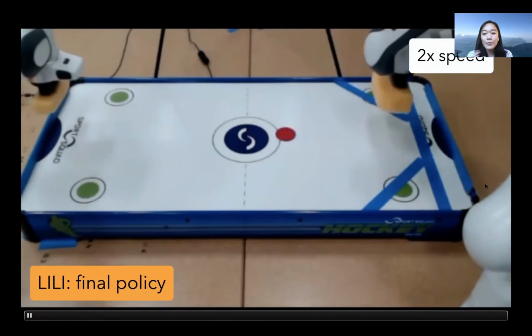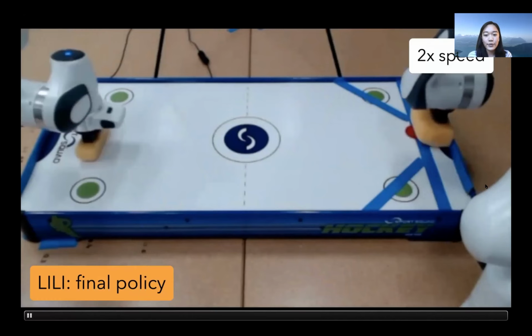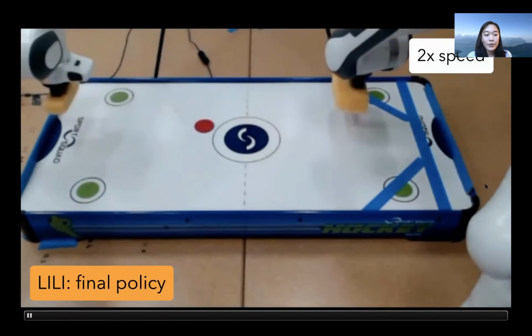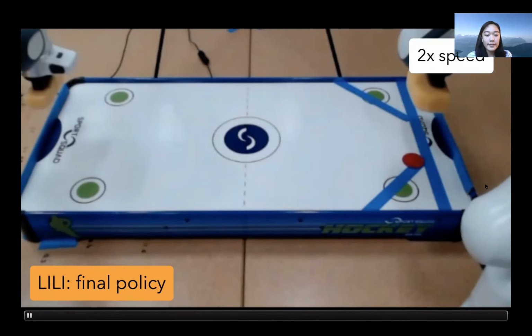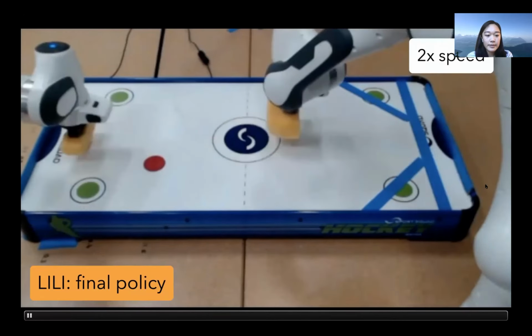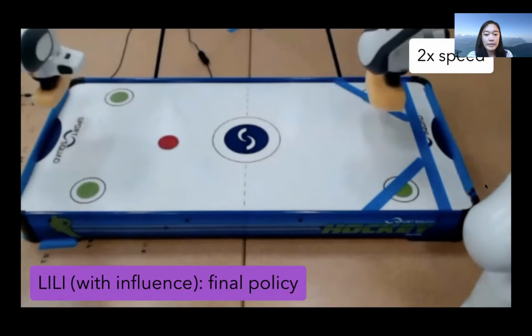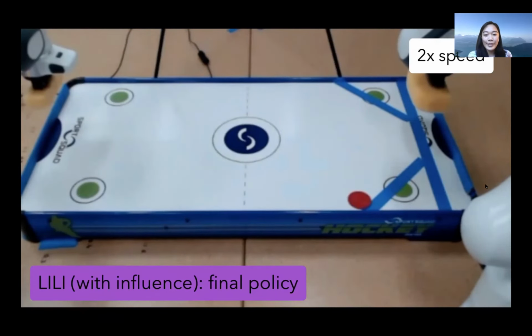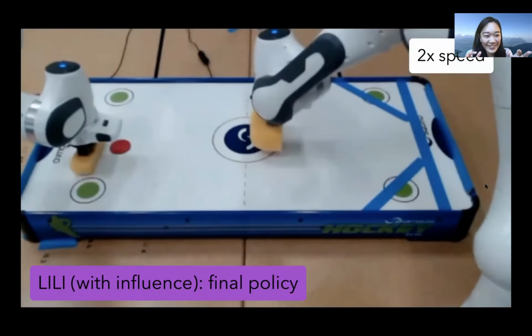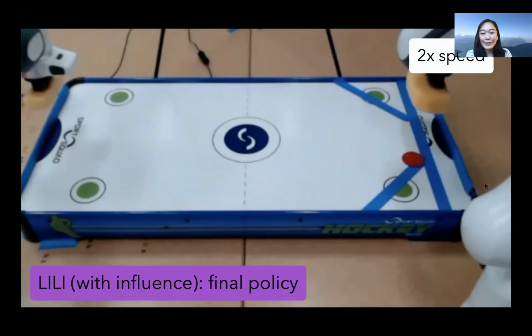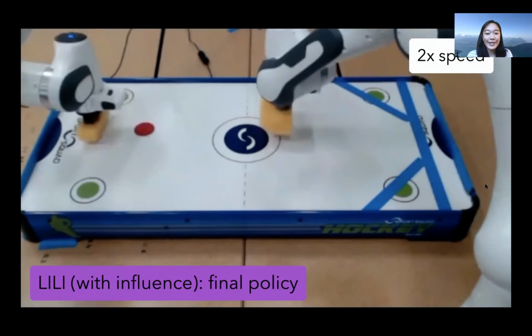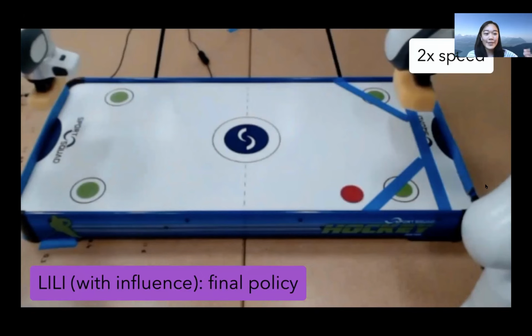Next we see that LILI can block a lot more successfully than soft actor critic. It doesn't always get that bonus reward for blocking left. Whereas LILI with influence, I don't know if it's clear through the videos right now, can manipulate the other agent to alternate between the left and the middle shots.